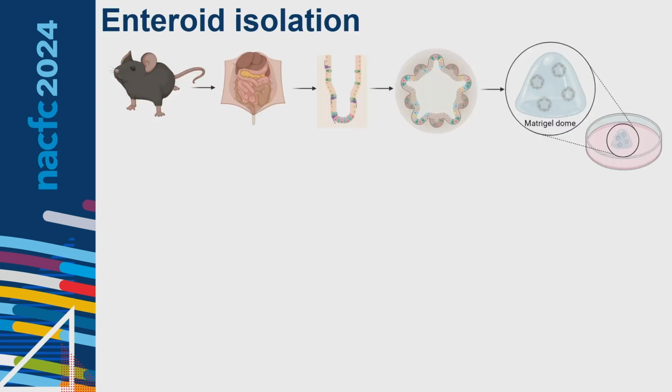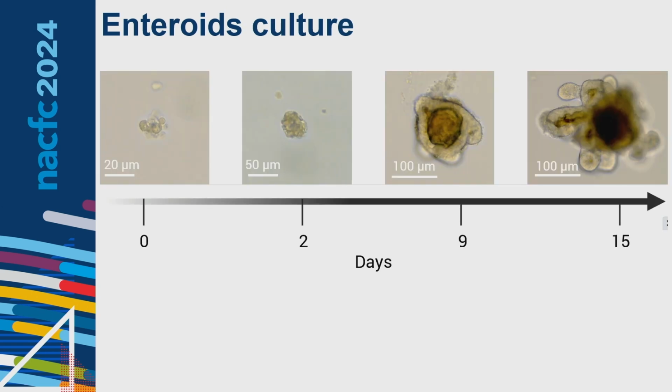So with all of this, we are interested in studying this brain-gut axis. For this, we isolate from the small intestine, in the proximal portion of the jejunum, the crypts, and we seed them intramatricial to develop these organoids. Here I show you how these organoids, or enteroids, are developed over time.